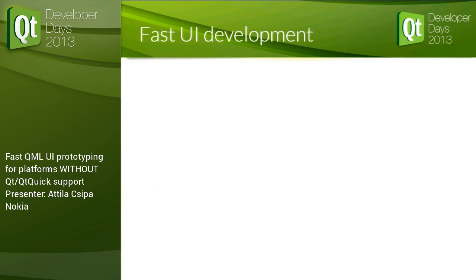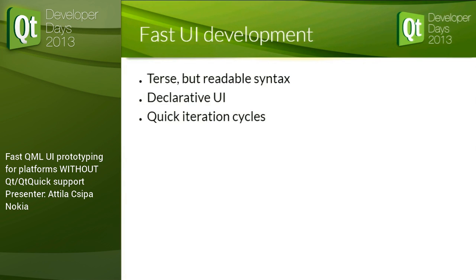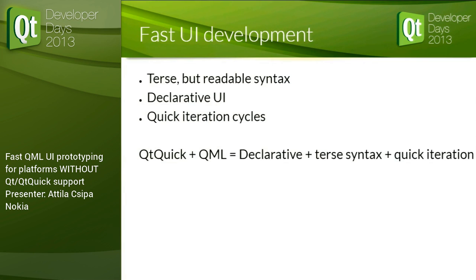So we want to do fast UI development. Everybody wants to do that. Who doesn't? However, there are some things that are easier to do and some things that are more difficult. Qt as such has been evolving, and they discovered that yes, declarative UIs are good. You should have a terse syntax. You should have a declarative UI. You should have quick iteration cycles, and you will say, hey, this looks very familiar. And fair enough, this is actually what QtQuick and QML gives you: a declarative UI language with a very terse, readable syntax, and something that allows you to iterate quickly, which is very important when you're prototyping a UI.